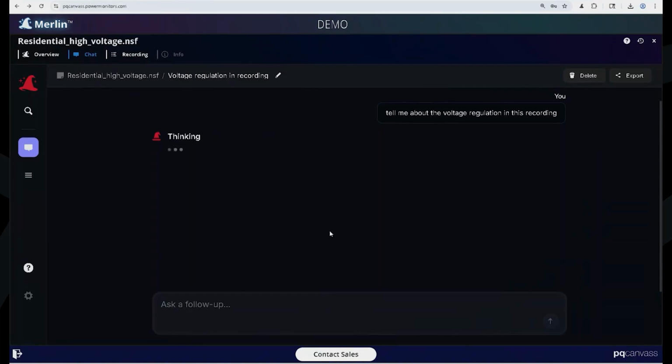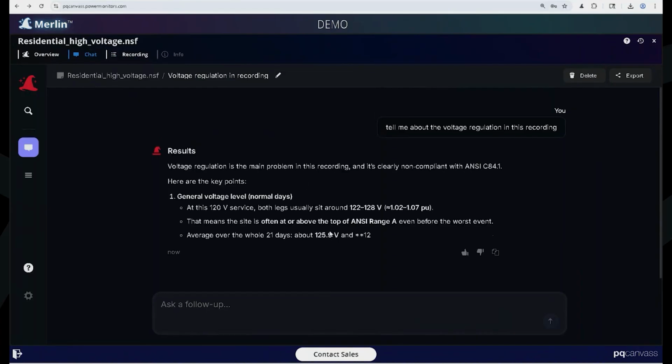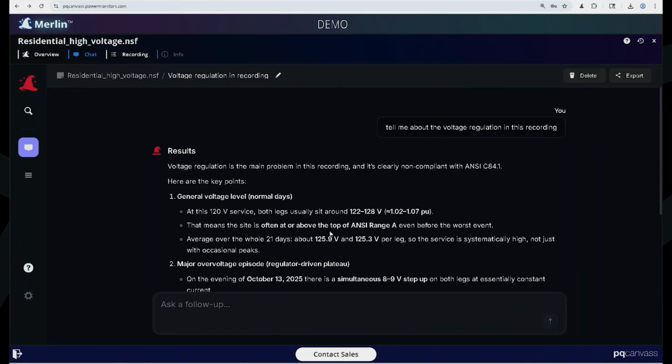So when you're chatting with Merlin, Merlin knows everything about that recording in its memory. So you're chatting with the PQ assistant that is familiar with all the IEEE standards and exactly what happened in this recording itself. So, telling about the voltage regulation in this recording. Well, it's the main problem, and here's what it saw.